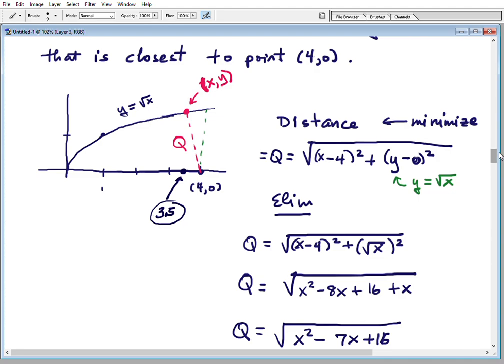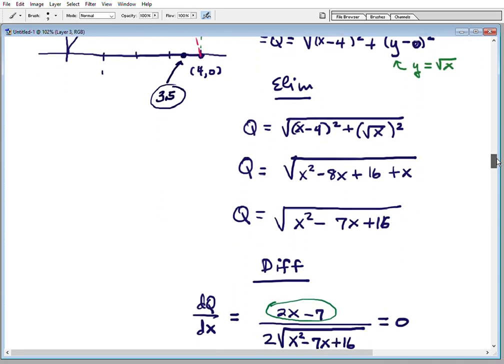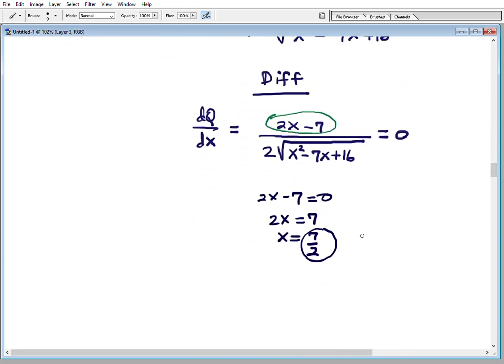Okay. So that's x, and y is the square root of that. X is that, and y equals square root of x. So this is the point closest. That's that.